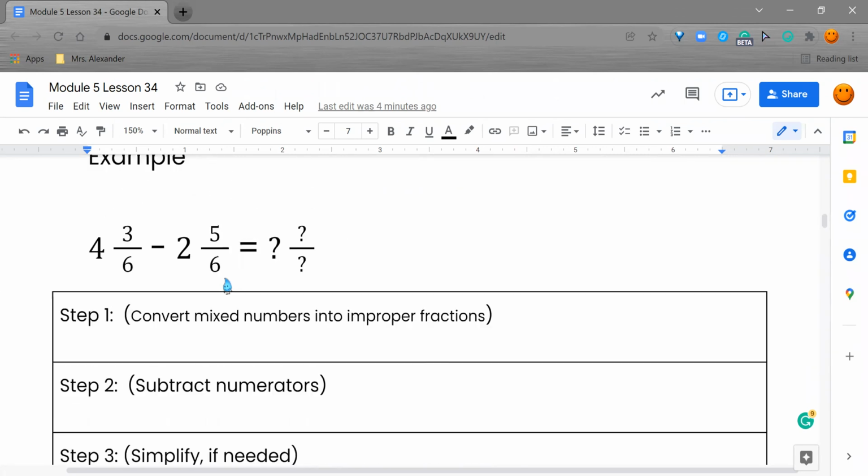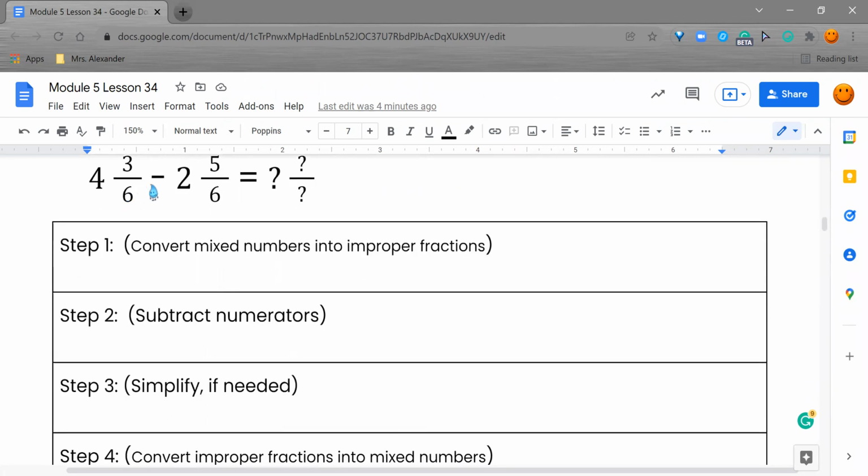Right here is our first example. We have 4 and 3/6 minus 2 and 5/6. So the first thing I need to do is convert the first mixed number. So I have 6 times 4 plus 3. 6 times 4, you guys, is 24, and I get to add 3, which equals 27. And remember, I put this new numerator over my denominator, which is 6.